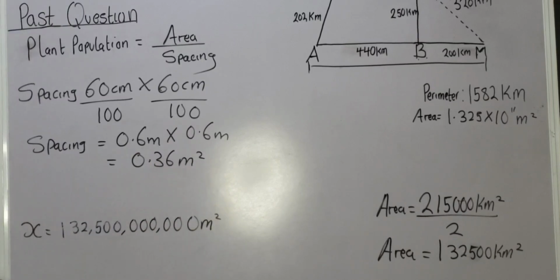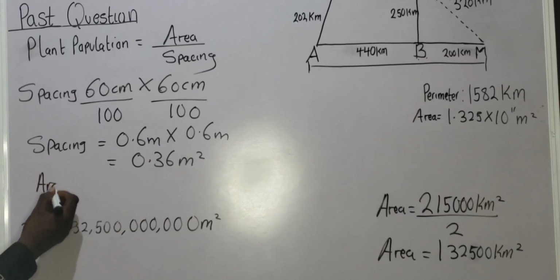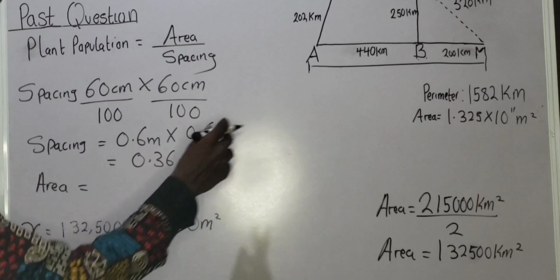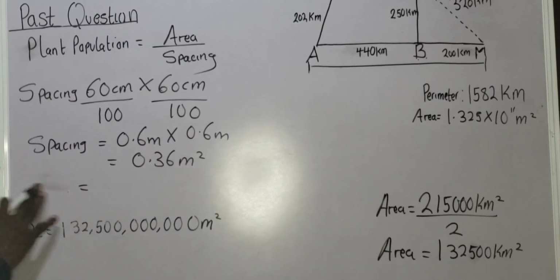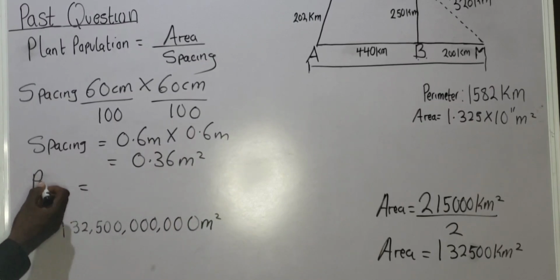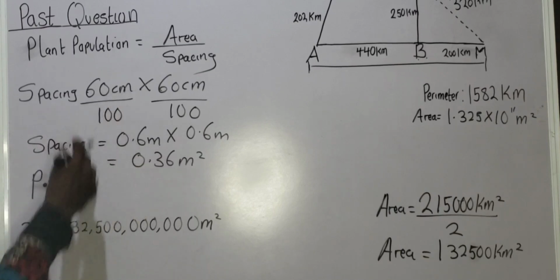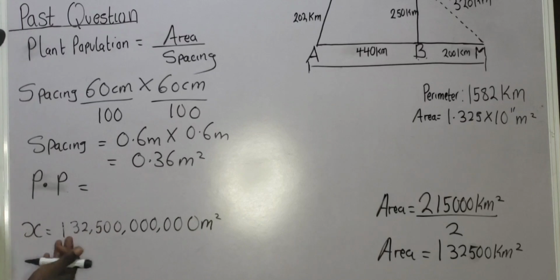Do you understand? So I have gotten the area and the spacing in meter squared. So I can proceed to use the formula. The area of the farmland is what? Area is equals to the, this should be plant population. The plant population, let me represent it as PP. Don't put this in exam. Write it in full. You understand? Don't write PP, okay? Write it in full. Plant population is equals to area.